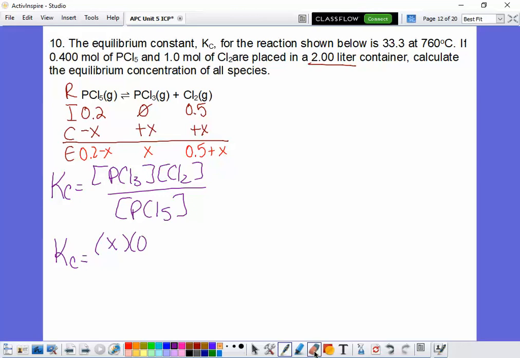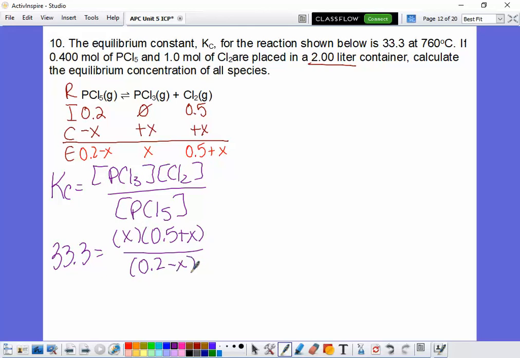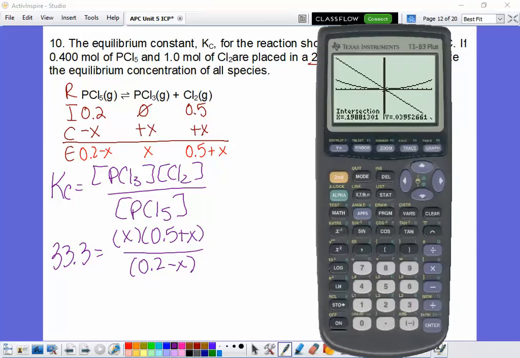Oh, I keep doing that. I keep writing Kc instead of 33.3. 33.3 equals x times 0.5 plus x over 0.2 minus x. And just like last time, I'm going to partially solve my equations. My first equation is still the same because if I bring this over, it's still 33.3 times 0.2 minus x. But instead of x squared, it's going to be x times 0.5 plus x.